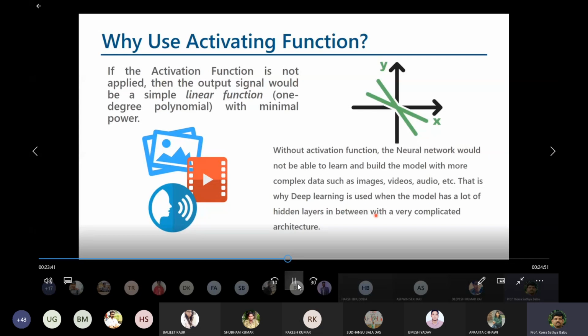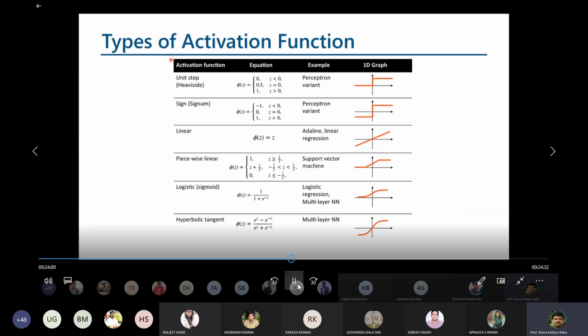This is why deep learning is used, when the model has a lot of hidden layers in between with a very complicated architecture. So you need to use an activation function for every neuron. After every neuron, you have to use the activation function. There are several activation functions available.